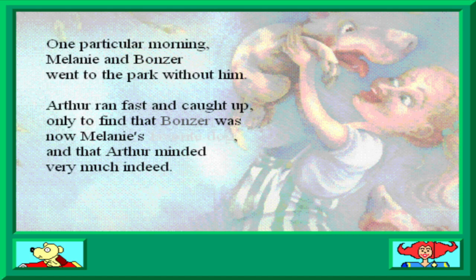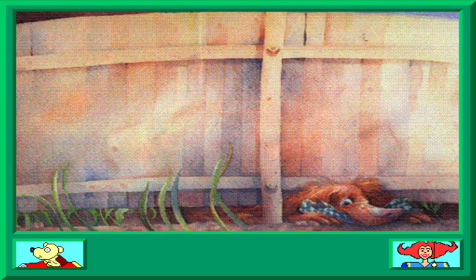Favorite dog. Favorite means something that is liked the best. Arthur ran fast and caught up, only to find that Bonzer was now Melanie's favorite dog, and that Arthur minded very much indeed. So Arthur decides to run away. Click what Arthur takes with him. Slippers. Yes, his favorite old slippers.